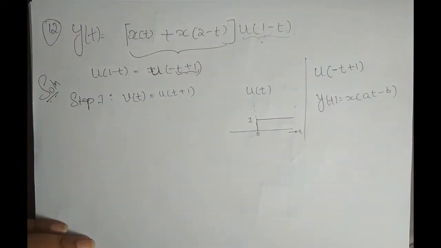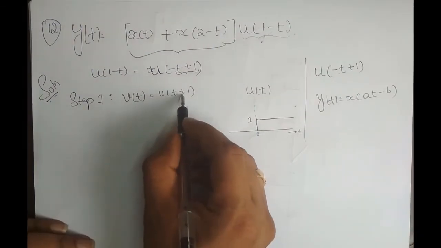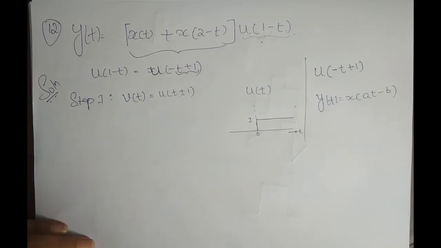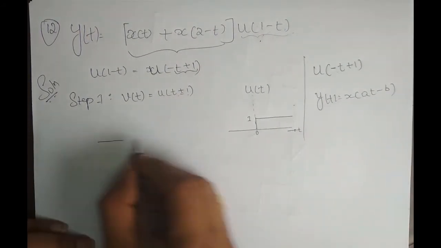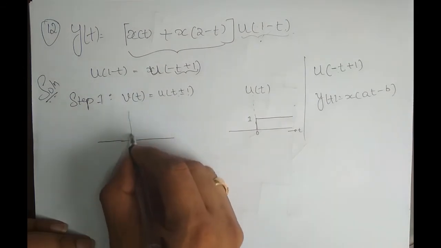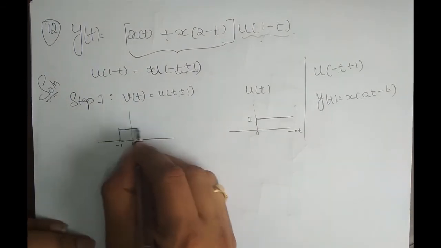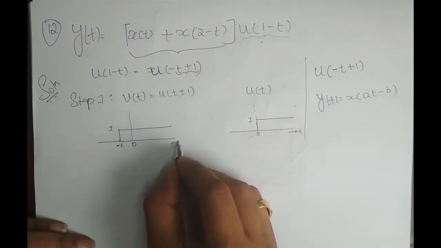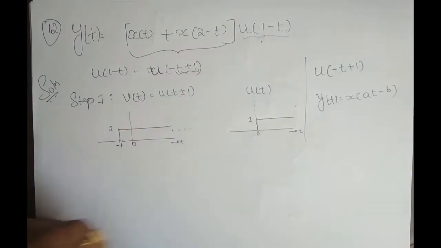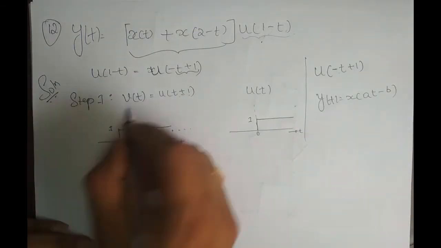It is nothing but u of t, this signal shifted left or right. It is shifted left. Why? Because I have plus. How many times is it shifted left? One time. So this signal is shifted left one time. So how does it look? This is t equal to 0, t equal to minus 1. So amplitude is 1. So the signal starts at t equal to minus 1 and goes till t equal to infinity, right? So this is our u of t plus 1, which is v of t.